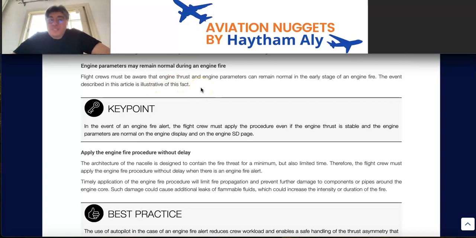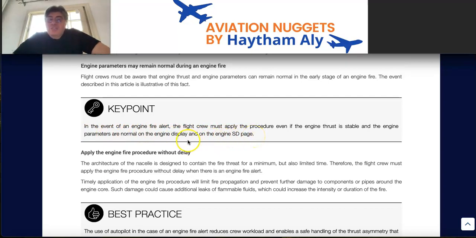In part 1 of this video session, I described an incident where the pilots delayed the procedure of an engine fire, so they suffered a very bad scenario. So as a key point from this article, in the event of an engine fire alert, the flight crew must apply the procedure even if the engine thrust is stable and the engine parameters are normal on the engine display and on the engine system display page.